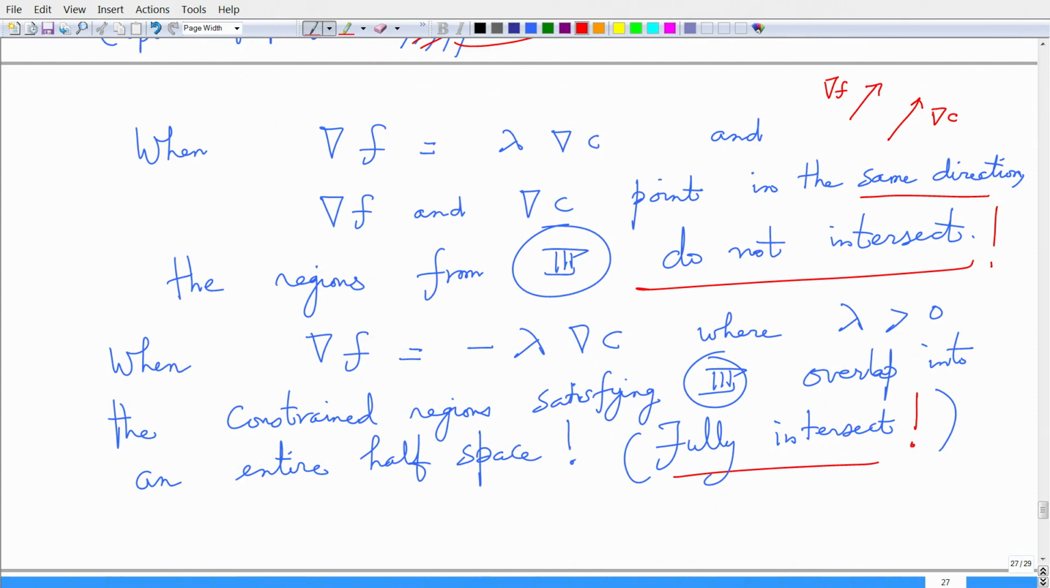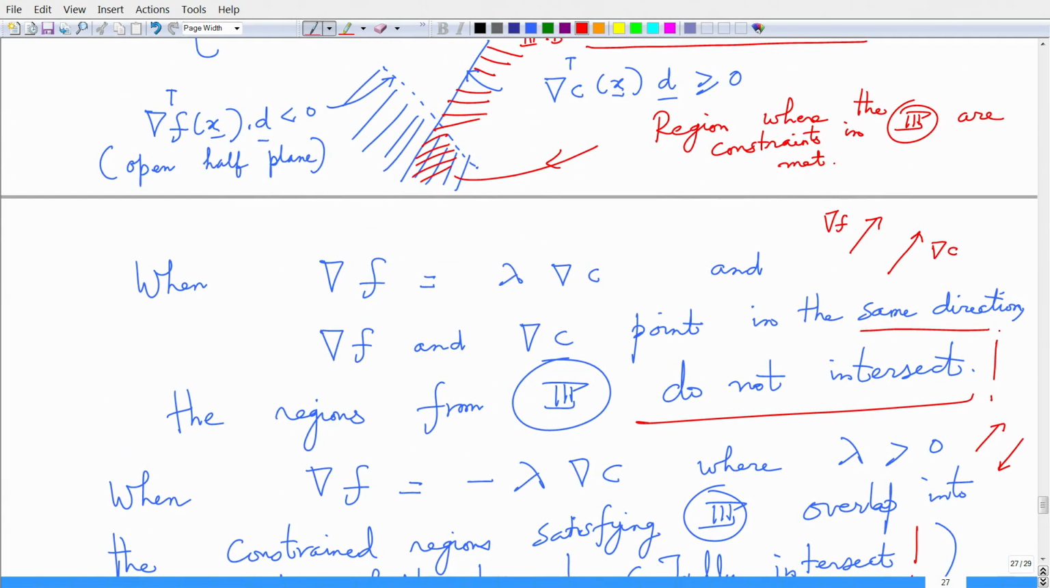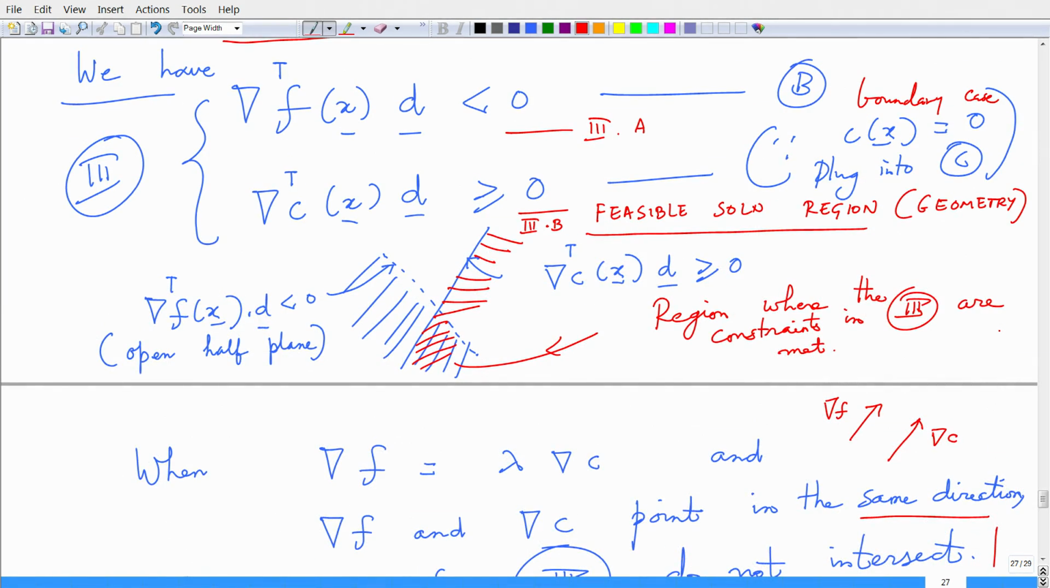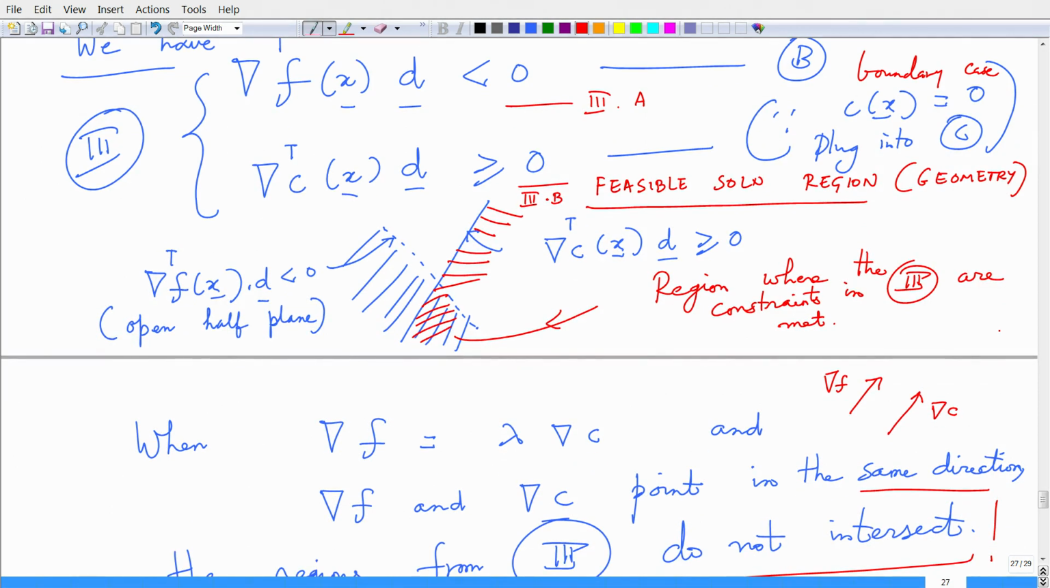So, let us look into the other case. When del f equals minus lambda del c, that is, they are pointing in opposite directions. I think this cone will help you visualize. The first constraint tells me that del f dot d is less than 0. The other condition is a flip of the inequality, which again says del f dot d is less than or equal to 0 by folding this lambda out there.